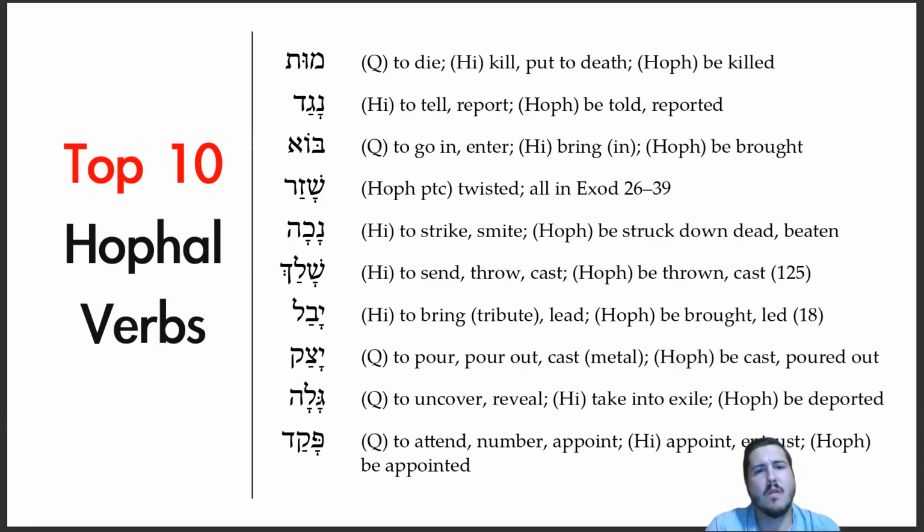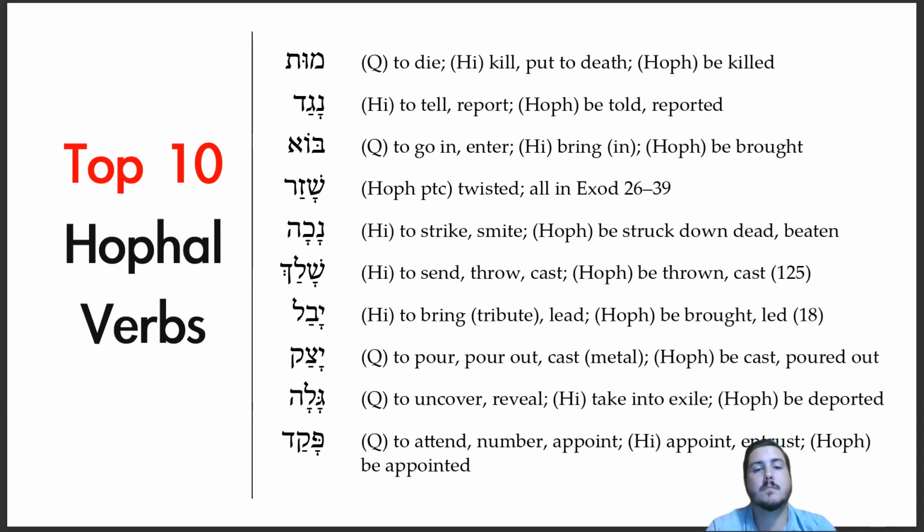Shazar, Hofal participle, only appears in Hofal participle. What this is saying, means twisted. All of these uses of that verb are in Exodus 26 to 39. Twist. Nakah means to strike. We looked at that last slide. Strike or smite. The Hofal is to be struck down. So passive, right? Trey was struck down. Trey didn't do anything. Trey received that action. So it's a passive verb.